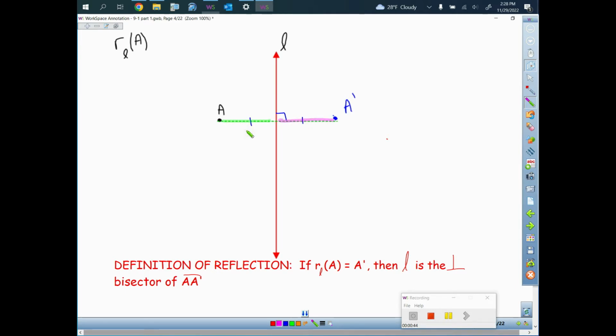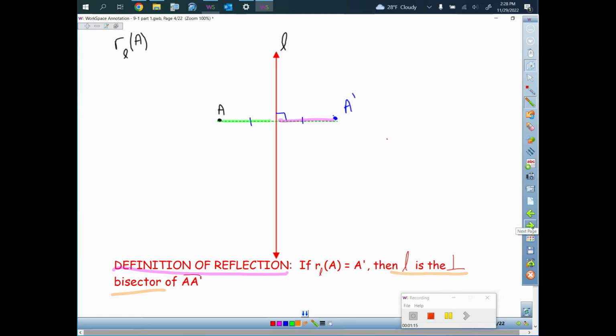And this is the definition of reflection, guys, where these letters are just generic. If the reflection of some point, in this case A, over whatever line you're talking about, in this case line L, equals A prime, then L is the perpendicular bisector of that segment that's formed. It's an imaginary segment, but the main key is if I mention the definition of reflection, we're going to say something about a perpendicular bisector. So we'll go through that as we go.